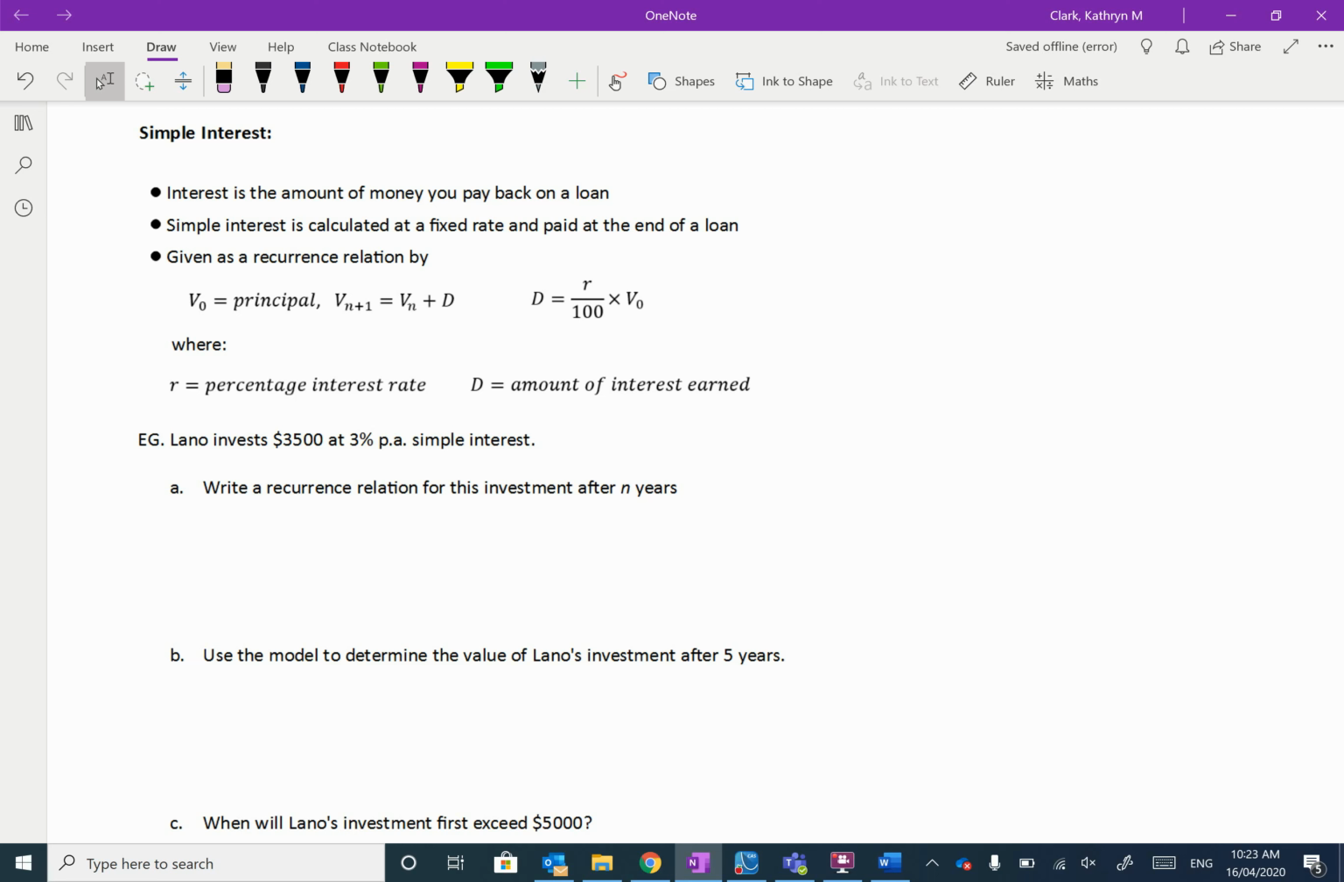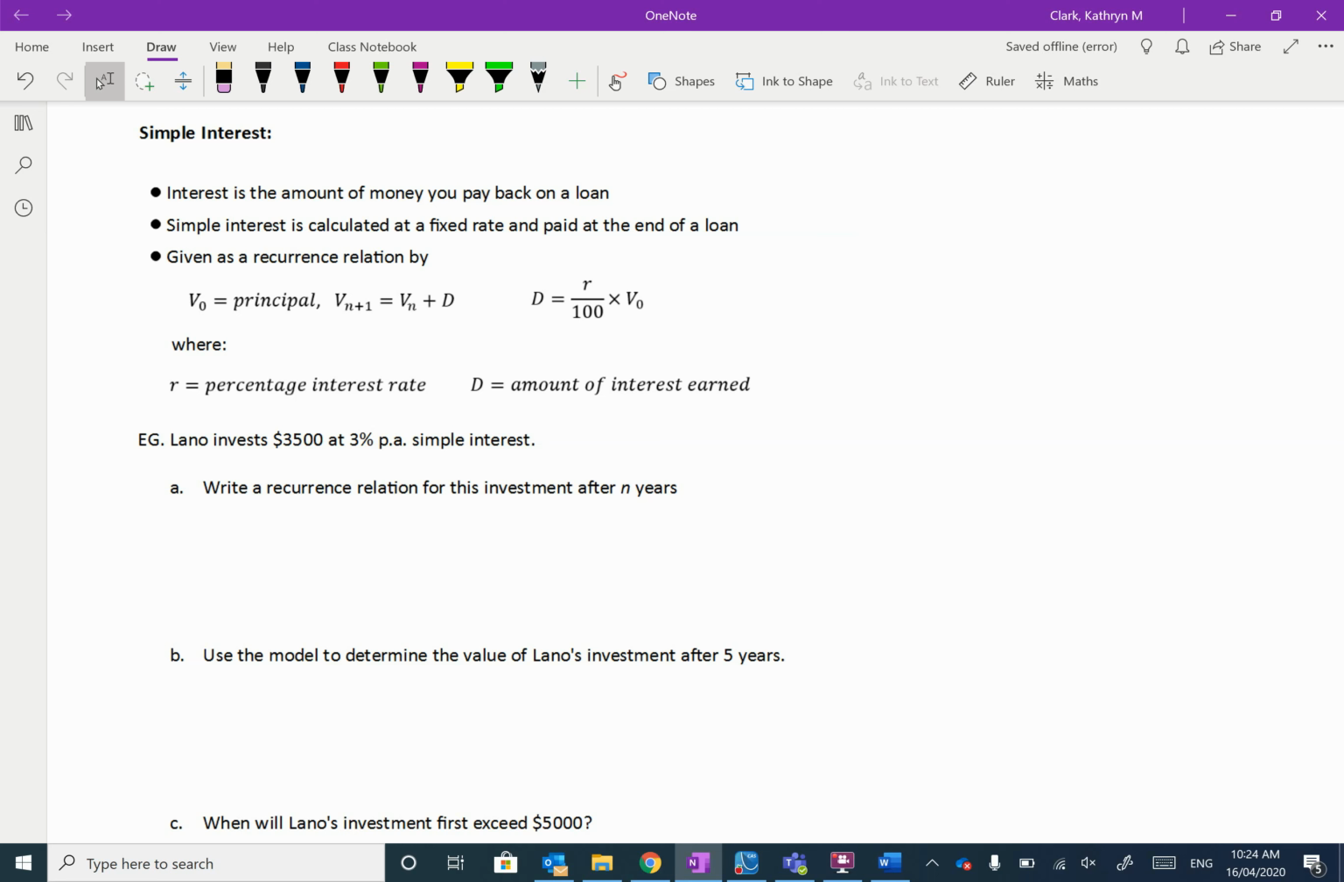Simple interest is calculated at a fixed rate. So the amount that gets charged to you each time is the same amount, and it's always paid at the end of the loan. There are not a lot of examples in the real world of simple interest occurring, because it doesn't really favor the banks all that much. They don't make very much money on it, basically. But it is often used in things like hire purchase, which with the introduction of Afterpay isn't used all that often nowadays either.